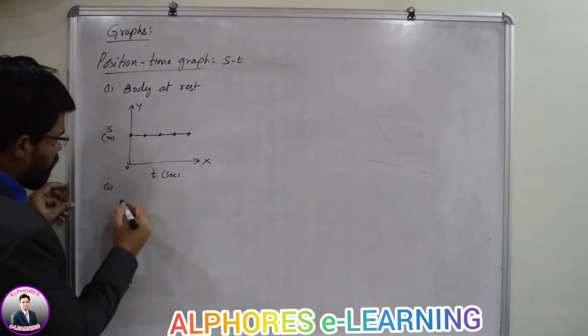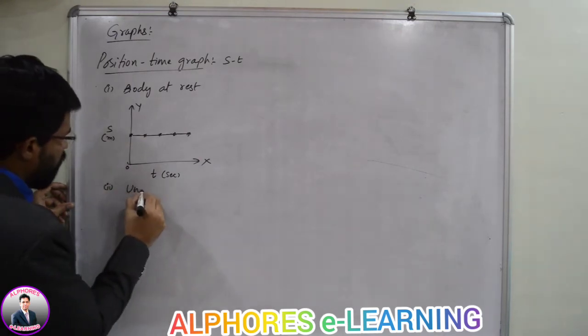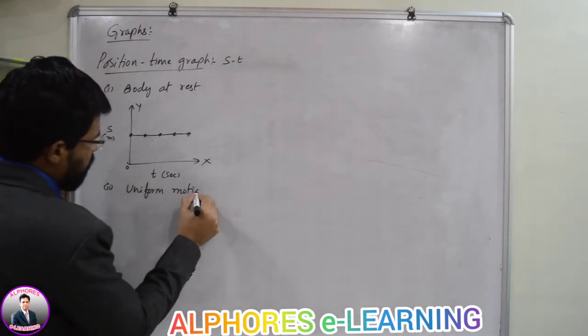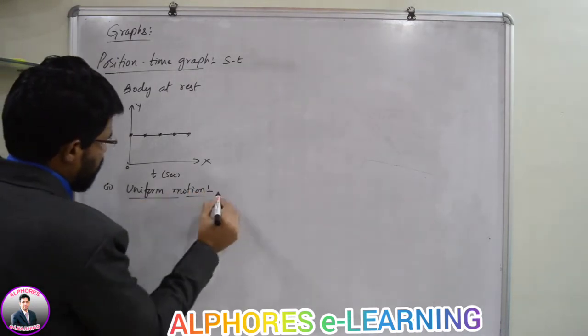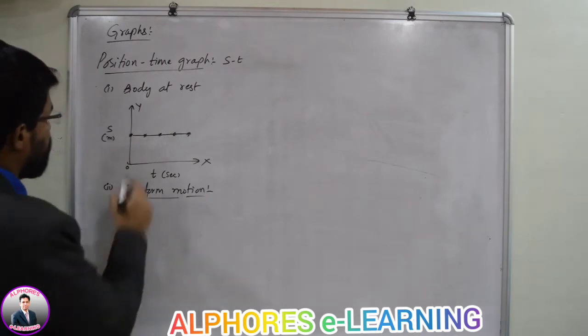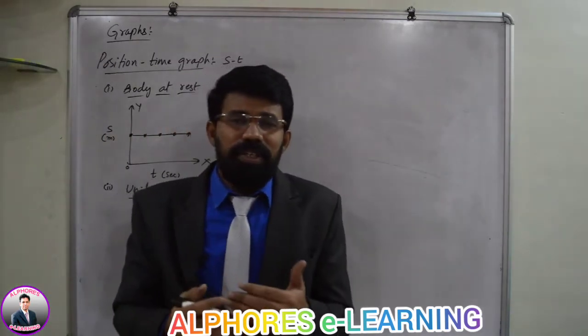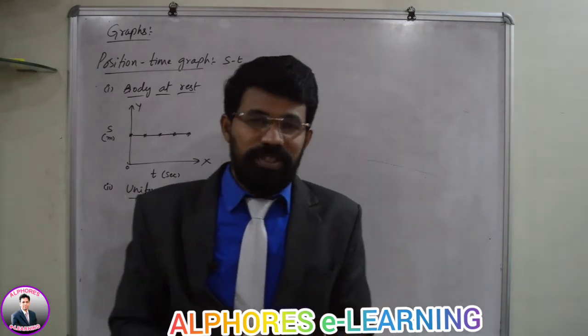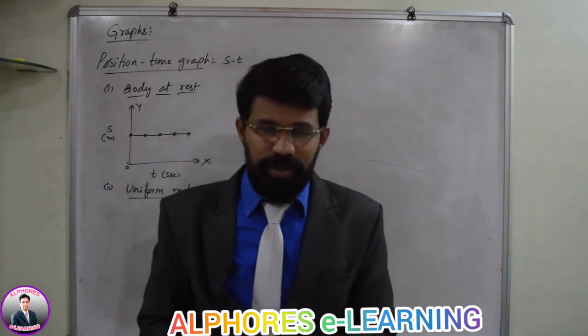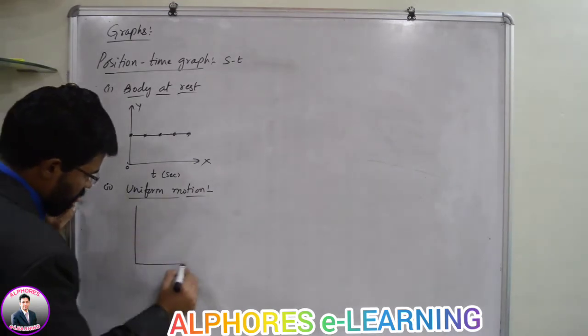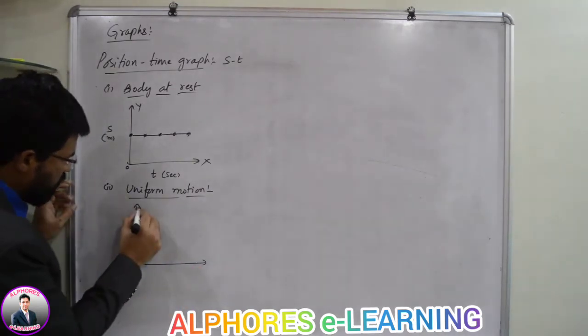Let a body be undergoing uniform motion. Uniform motion in the sense it's moving with a constant velocity. It means it is covering equal displacements in equal intervals of time. Such a kind of motion is called uniform motion. We all know that. So let us try to draw the graph that can describe this situation, uniform motion.